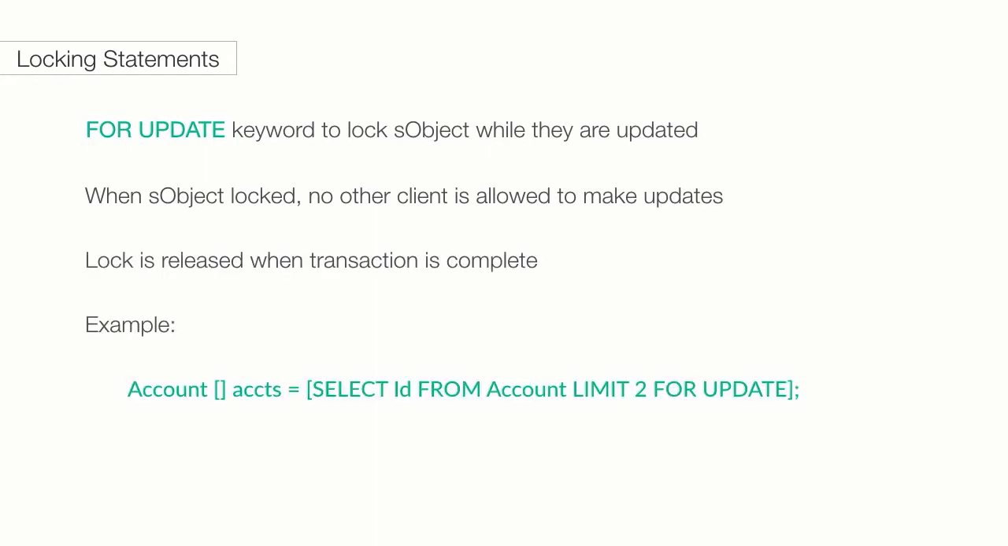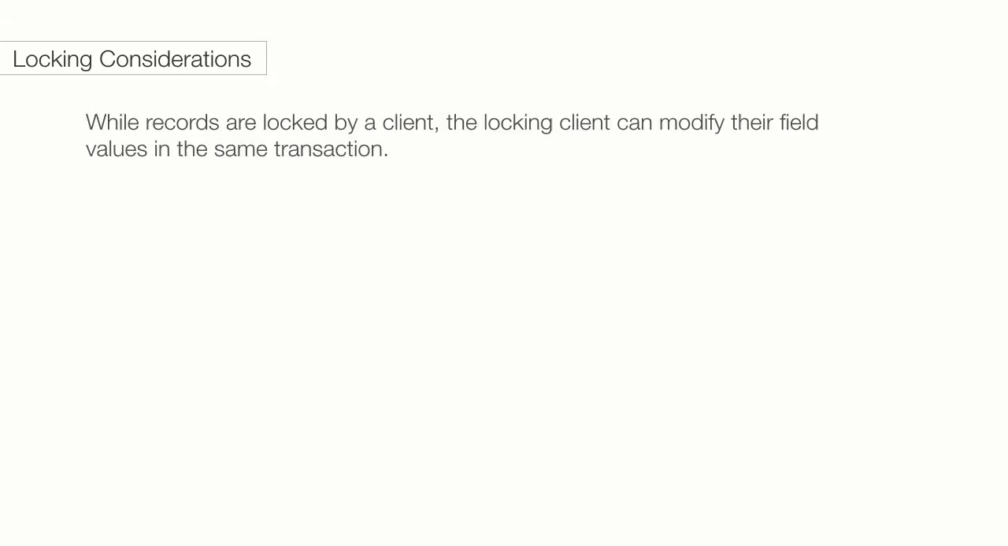To lock a set of SObject records in Apex, embed the keyword FOR UPDATE after any inline SOQL statement. For example, the following statement, in addition to querying two accounts, also locks the accounts that are returned. There are a couple of locking considerations. While the records are locked by a client, the locking client can modify the field values in the database in the same transaction. Other clients have to wait until the transaction completes and the records are no longer locked before being able to update the same records.